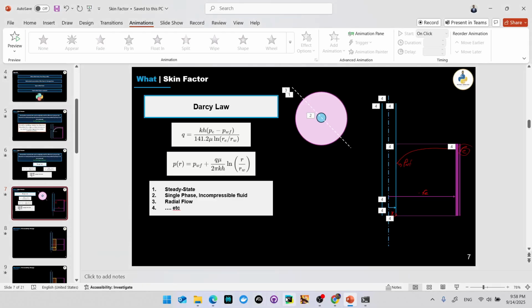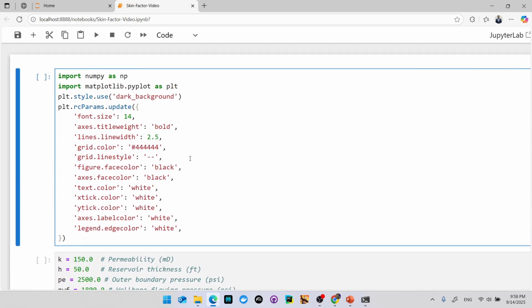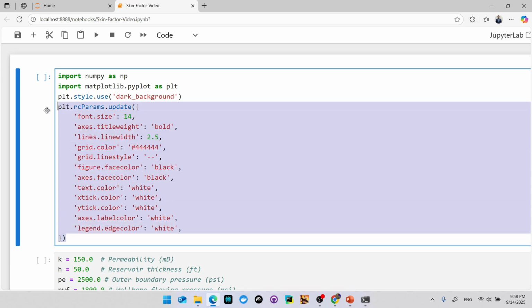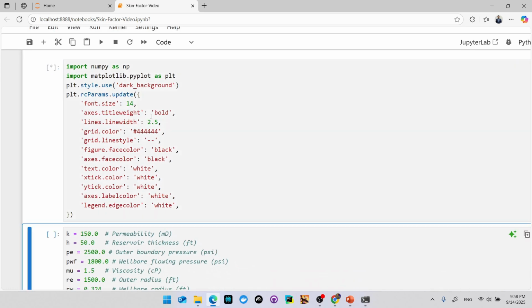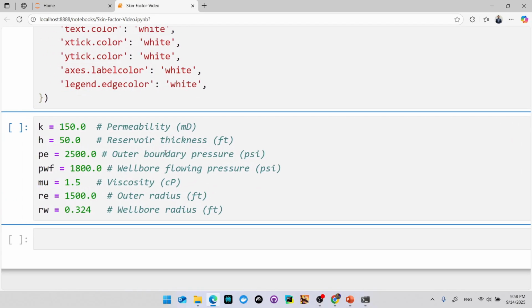It will be pretty easy. So here is the code. Inside this cell, I'm going to import numpy and matplotlib, and this is my own style for the dark theme visualization. And I will run this cell. And those are the parameters that define our system. We have a homogeneous reservoir with a permeability of 150. The reservoir thickness is 50 feet. The reservoir pressure at the boundary is 2500. The PWF is 1800.